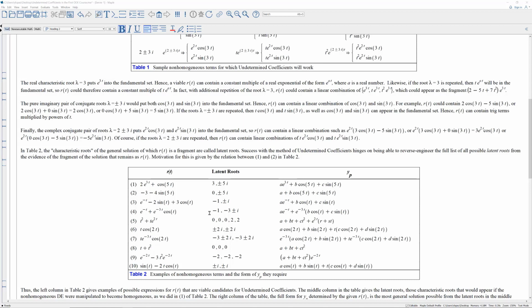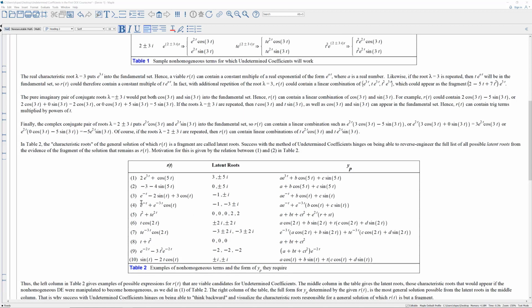And so the guess for the template solution would be a plus b cos 5t plus c times sine 5t. And if you had a right-hand side that looked like this, e to the minus t minus 2 sine t plus 3 cosine t, this tells you that you had a root of minus 1, and these two terms together tell you plus or minus i. You don't look at the sine t and say plus or minus i, and then look at the cosine t and say another plus or minus i. Together, they are responsible for the pair plus or minus i.